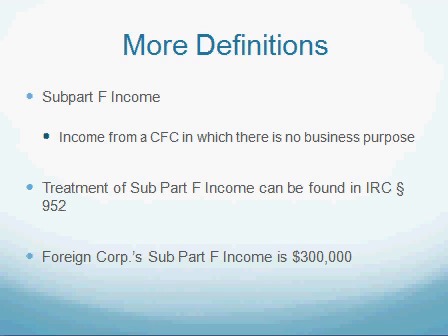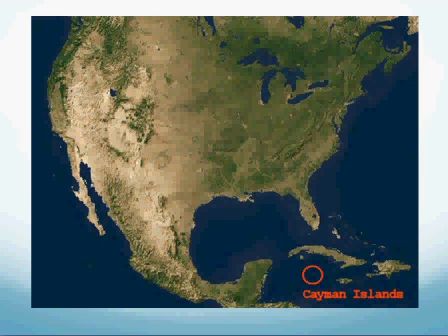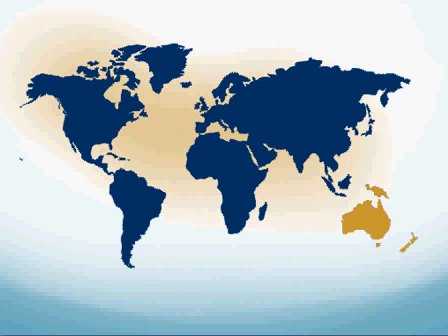Sometimes, U.S. companies will push income to a foreign subsidiary located in a low-tax jurisdiction when customers are located in a third and separate jurisdiction. In our example, the foreign sub is located in the Cayman Islands, but the customer base may be in Japan or Australia.